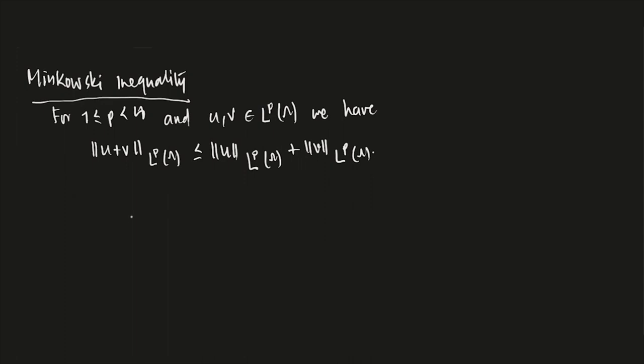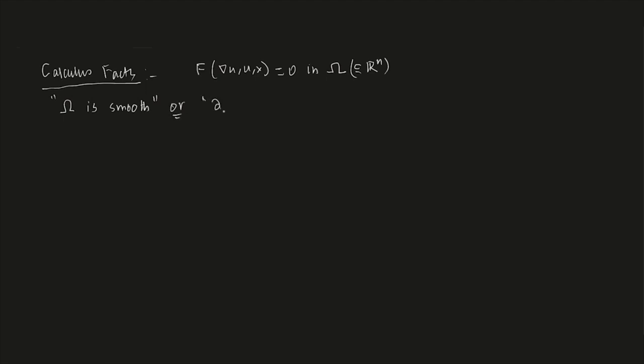Okay, now what we want to do is extract from calculus. What I mean by this is, generally whenever we are talking about PDEs, we say that there is some PDE, maybe let's write it like f of gradient u, u, x, some relation that is equal to zero in some domain omega, which is, let's say, in R^n, and as usual, we assume that omega is open and connected. And we generally assume that omega is smooth. Or also, in some books, they say del omega, which is the boundary of omega, is smooth.